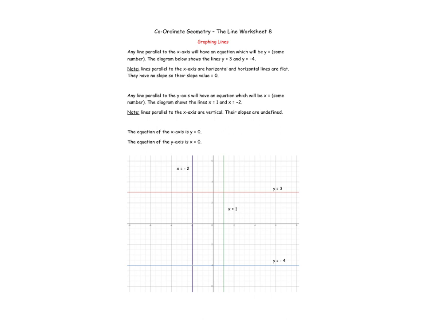However, when we're graphing lines, if we have any line parallel to the x-axis, we will have an equation which will be y is equal to some number. The diagram below shows the lines y is equal to 3 and y is equal to -4, and we can see that here. I'm highlighting y is equal to 3 and y is equal to -4, and they're the two lines you can see, and they're parallel to what we have here to be the x-axis.